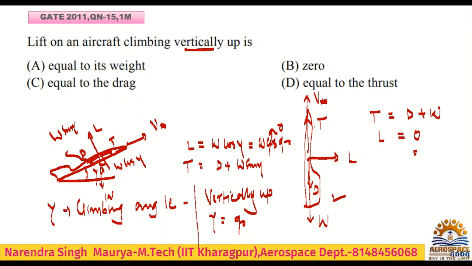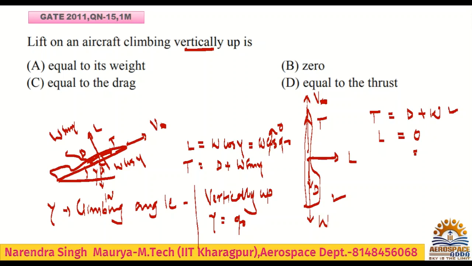So for the vertical forces, thrust is equal to drag plus weight. That is correct. Like here, see, if you keep gamma equal to 90, sine 90 is 1. So T is equal to D plus W. This equation is satisfied. So what is the lift? Lift will be 0. So what is the correct answer?